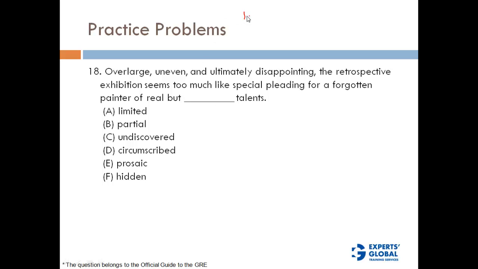Okay, so the first idea is, there was an exhibition of some painter, a retrospective exhibition. So apparently an exhibition of old paintings maybe. So the retrospective exhibition seems too much like special pleading. Okay, so someone is trying to plead for the forgotten painter who was real but had dash talents. So the painter was real, that means there is some good aspect, but he was dash. So this dash is going to be a negative word, right? Because real is a positive word, correct? So he was good, he was a real painter, but he was something negative.